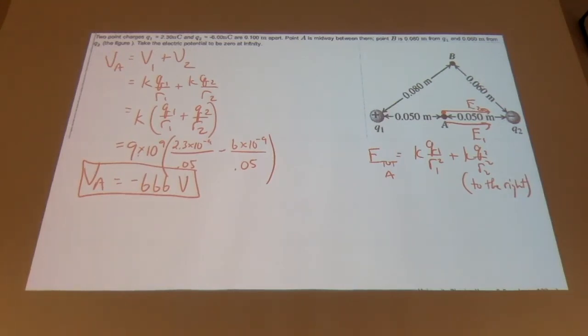What about the electric potential and electric field at point B? Well, that's not terribly bad either. So it's just going to be V1 plus V2.